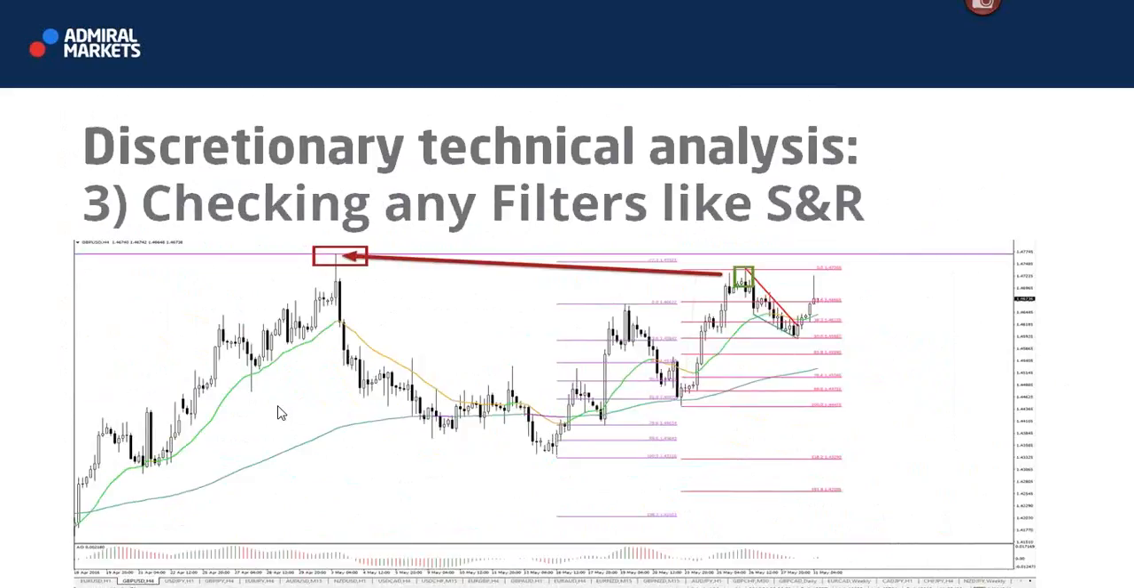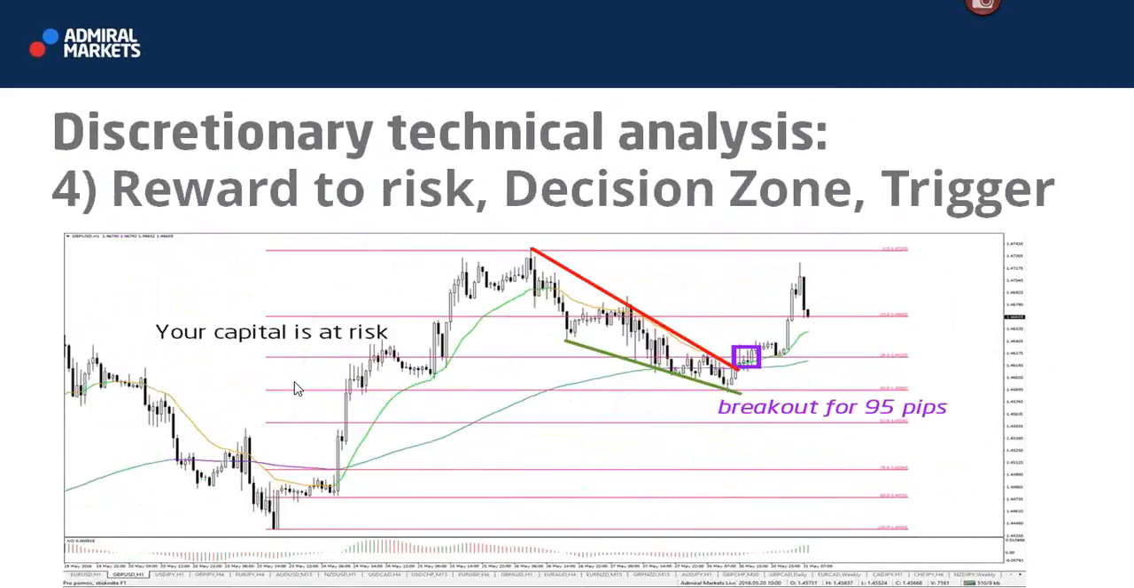Thirdly, is there anything that could block a trade from materializing? Fourthly, what is the reward to risk? If I do take a trade, where do I want to trade it and how do I want to trade it? All right, that's the trigger. How and where is the decision zone? And then the reward to risk is the ratio between stop loss and take profit zone. All right, so those are the steps we usually take.